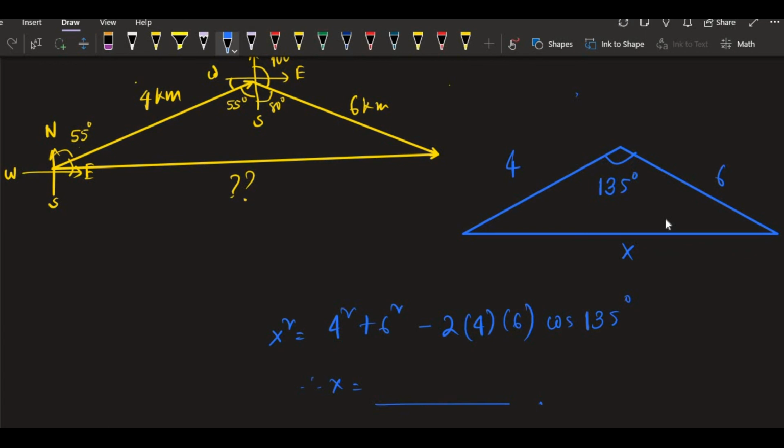So what is the value of x? It comes to 9.2 kilometers. This is the answer.